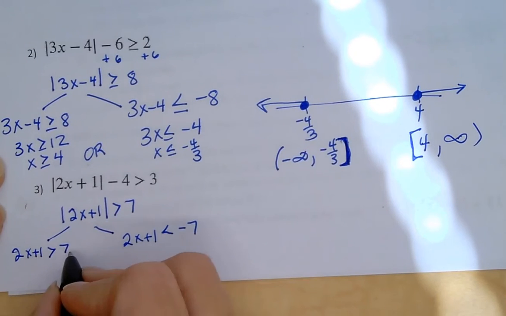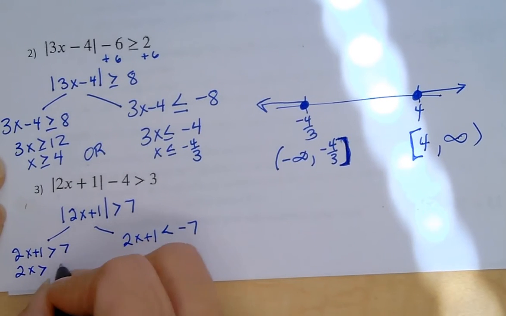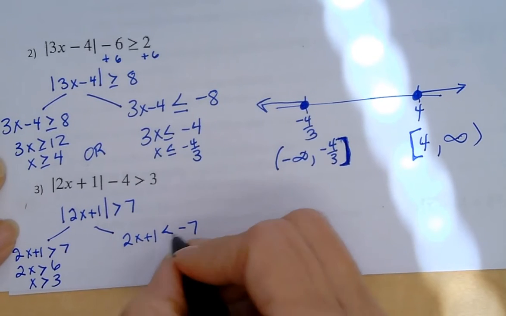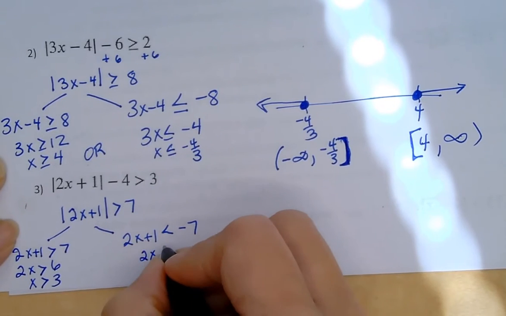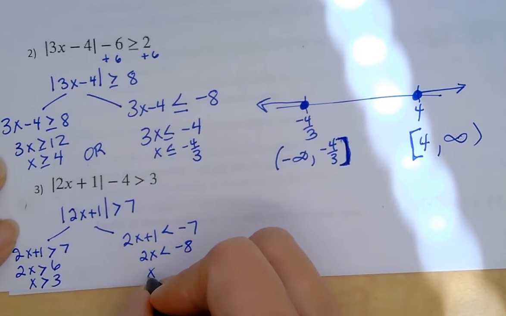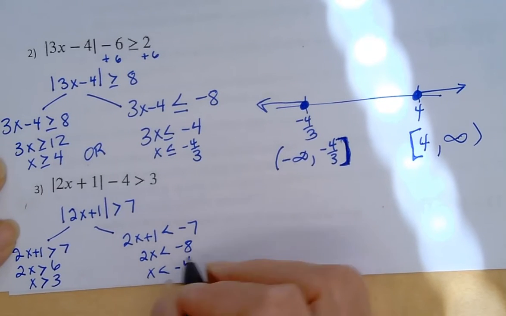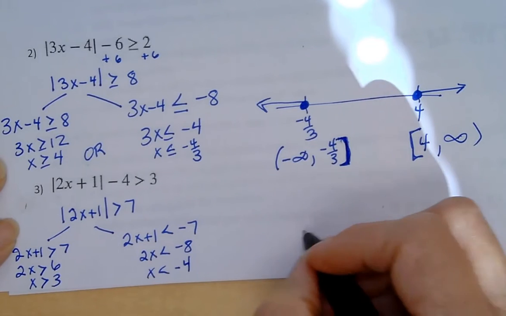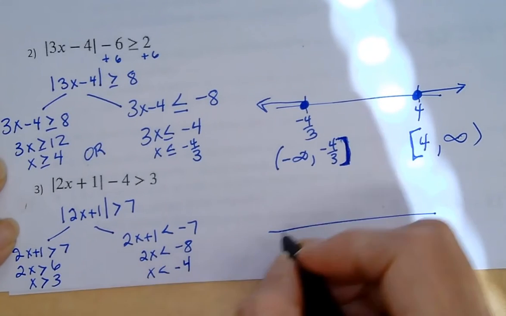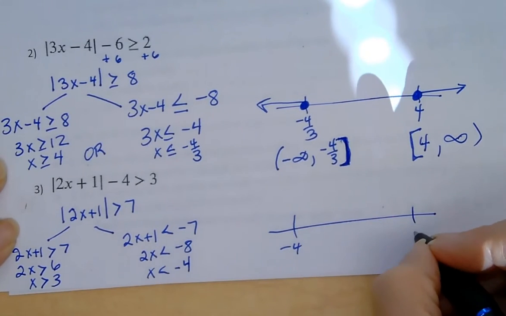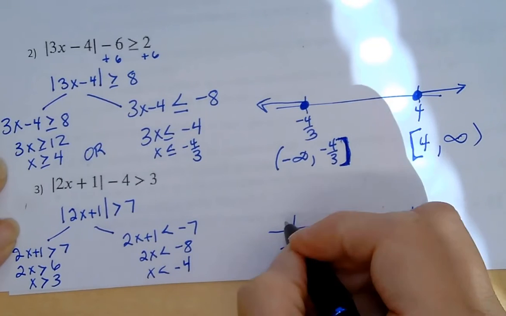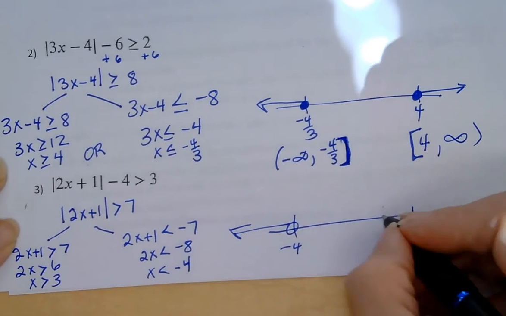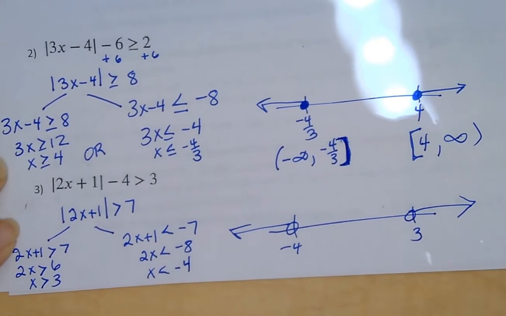Okay, I'll subtract 1 from each side. 2x is greater than 6. X is greater than 3. I'll subtract 1 from each side. 2x is less than -8. X is less than -4. Okay, I isolated and I was greater than, so it's going to be an or statement. So my smallest is -4 and my biggest is 3. X has to be less than -4, so it's going that direction. Or x can be greater than 3, going in that direction.